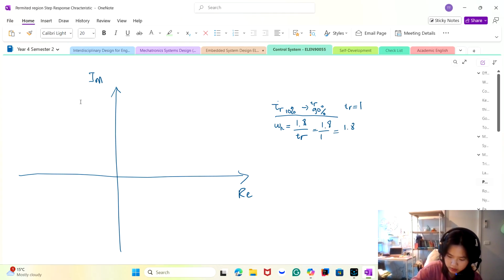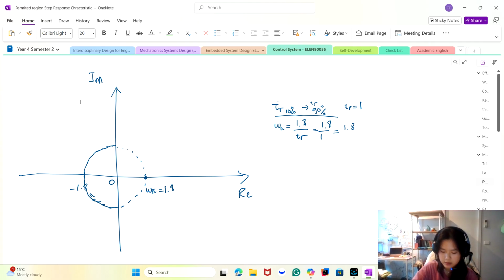So we're gonna draw it. We're gonna mark the omega n on our axis. So we have omega n equal 1.8. So if we draw a circle around the origin with a radius of omega n, then you're gonna have a semicircle on this side of the axis.